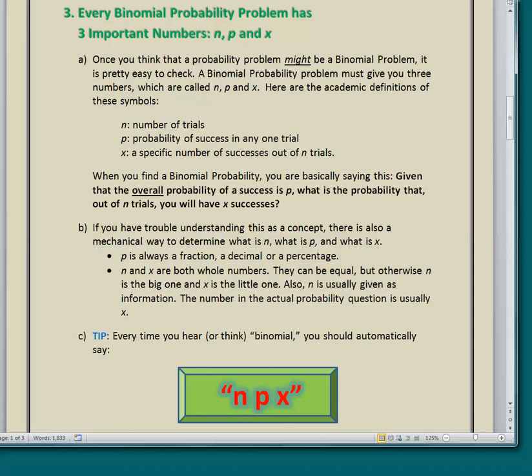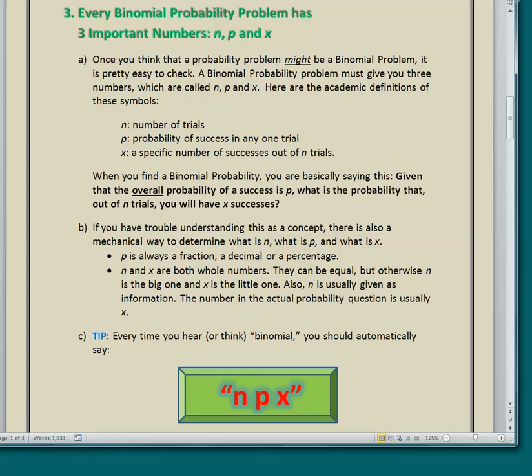Let's look at paragraph B here. If you have trouble understanding this as a concept, there is also a mechanical way to determine what is n, what is p, and what is x. P is always a fraction, a decimal, or a percentage. N and x are both whole numbers. They can be equal, but otherwise, and this is usually the case, n is the big one and x is the little one. Also, n is usually given as information in the problem. The number in the actual probability question is usually x. And when we do part 2, this will start to become clearer.